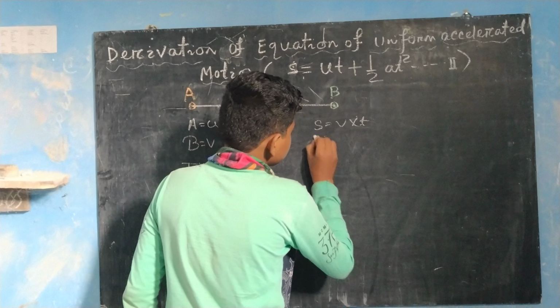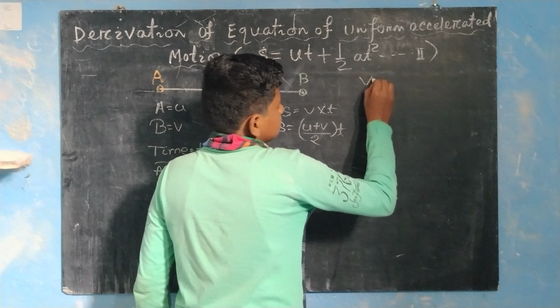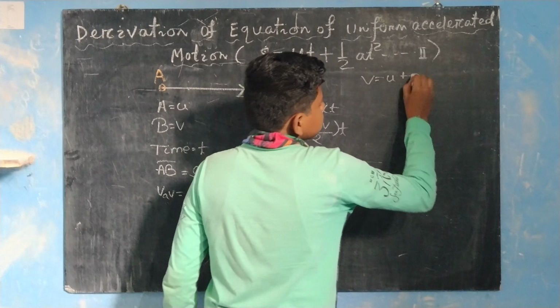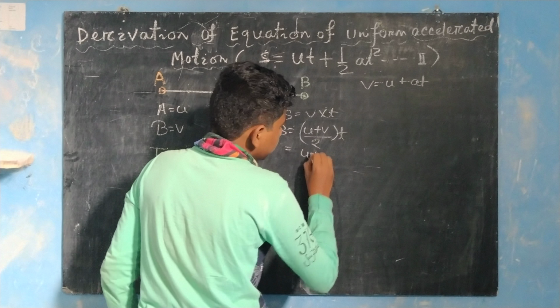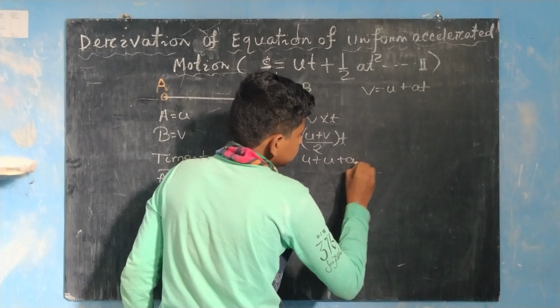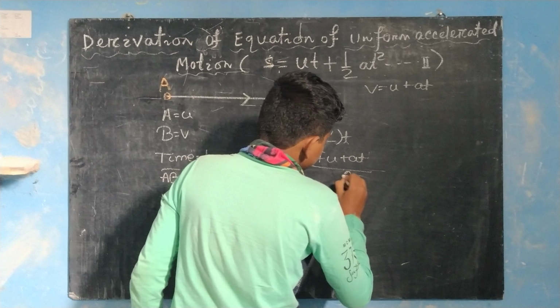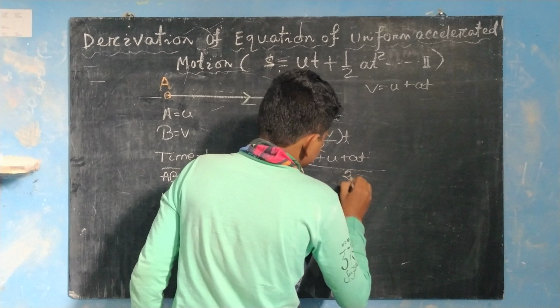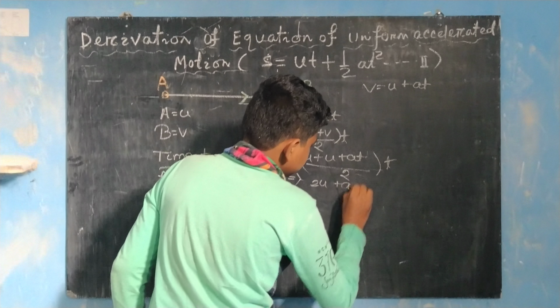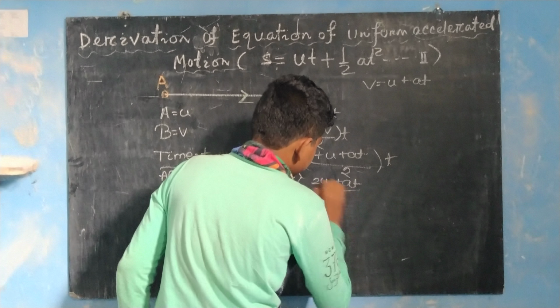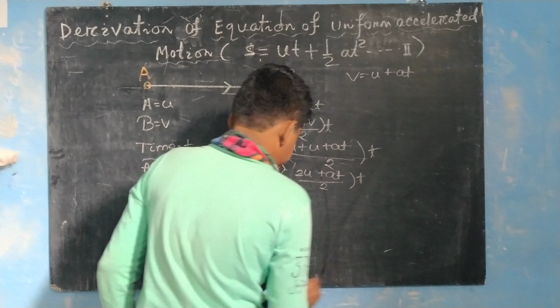So friends, what is the value of v? We know the first equation, that is v equals u plus at. So let us put this formula in place of v. So s equals (u plus u plus at) by 2 into t. Friends, that is (2u plus at) by 2 into t.